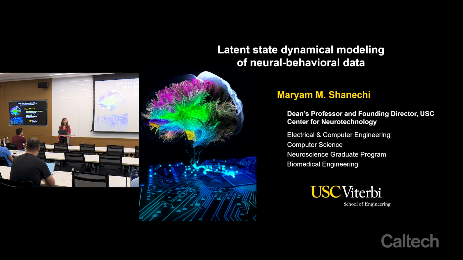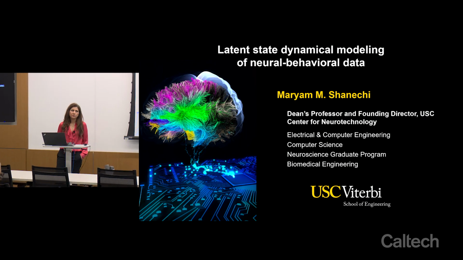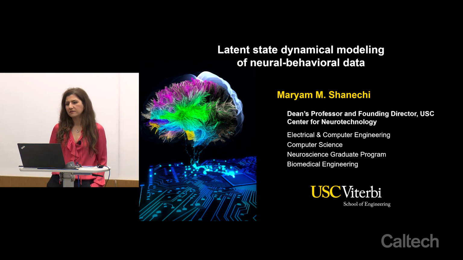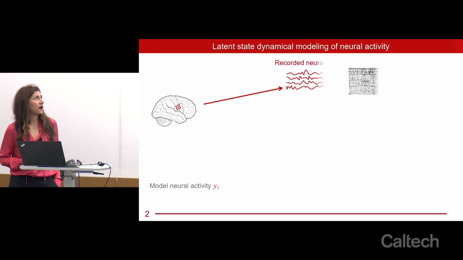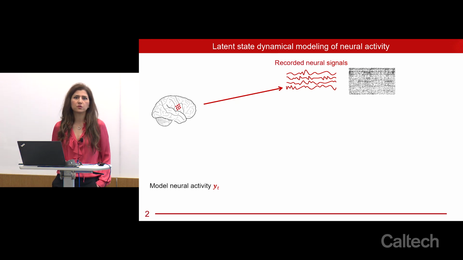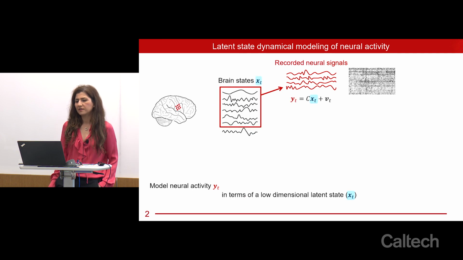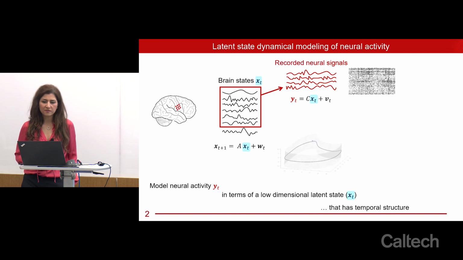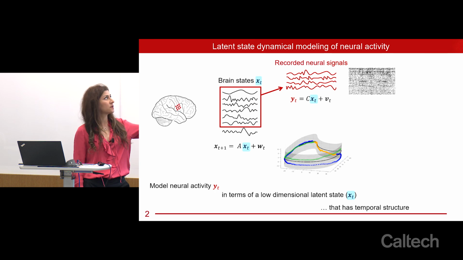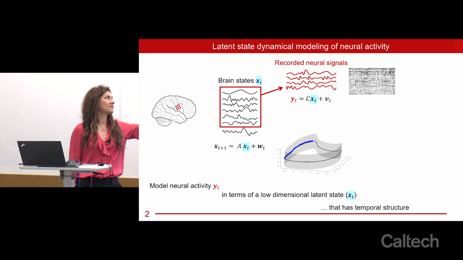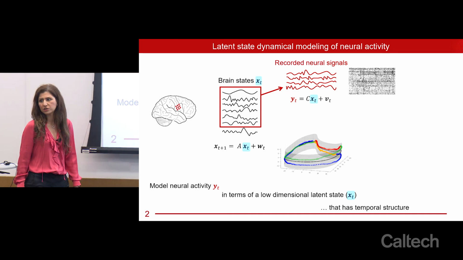So I'm going to talk about latent state dynamical system modeling of neural and behavioral data. And I believe you've already heard about these types of models in the previous days. As you know, a latent state dynamical system model aims to describe the temporal structure or dynamics in neural activity in terms of a set of latent brain states that themselves have temporal structure. For example, here I'm showing you a linear dynamical system model. You can see that neural activity is a function of the latent state, and the latent state itself has temporal dynamics specified by this recursive equation.